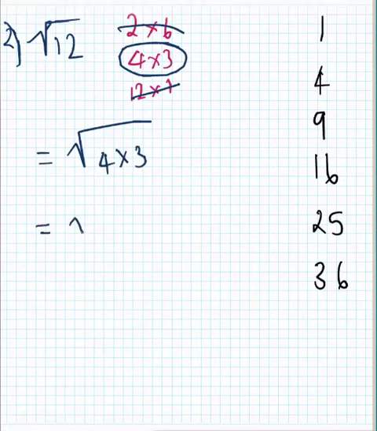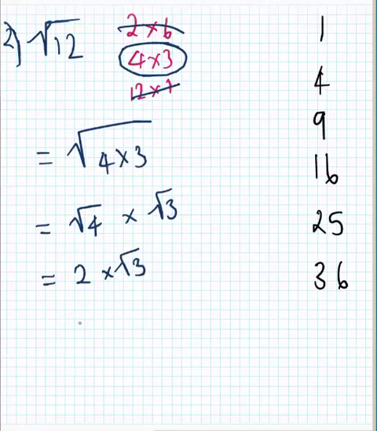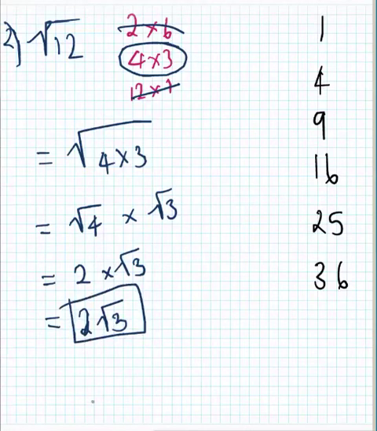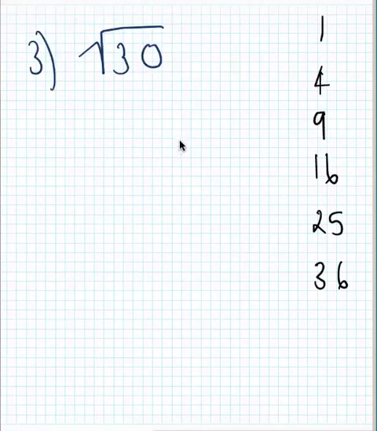And now let's separate them. So 4 times 3. And I like to put my perfect square first, so it's on this end here. And then the square root of 4, that's easy, that's 2 times the square root of 3, and we're done. But just like in algebra, the multiplication symbol becomes invisible, and we have simplified our surd. That's it. Now try the square root of 30.